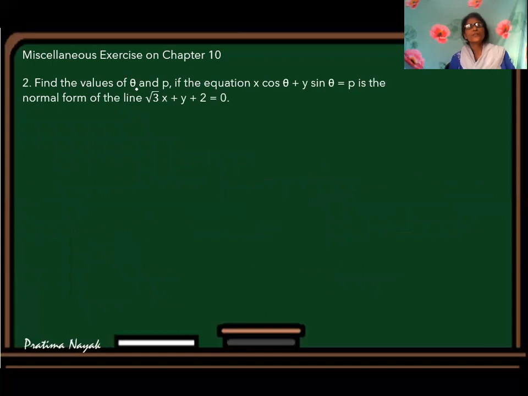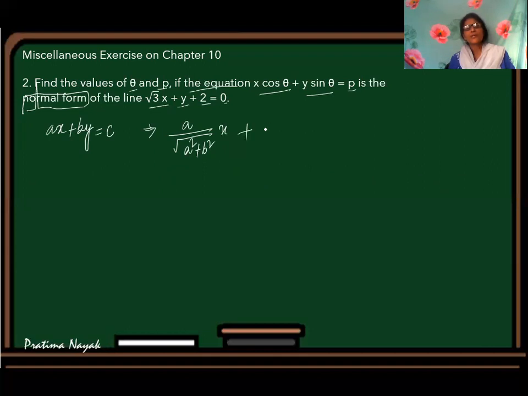So this is the answer. Now coming to question number 2. Find the values of theta and p if the equation x cos theta plus y sin theta is p is the normal form of root 3x plus y plus 2 is 0. If a general equation is ax plus by is equal to c, then its normal form is a by under root a square plus b square into x plus b by under root a square plus b square into y is equal to c by under root a square plus b square, which is your p.